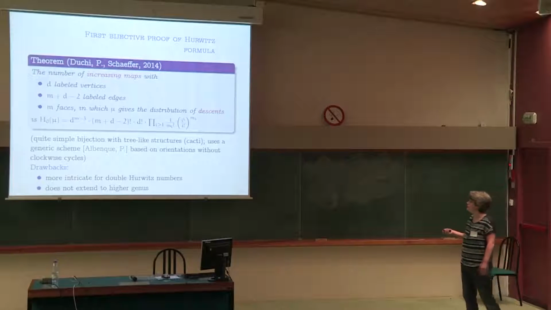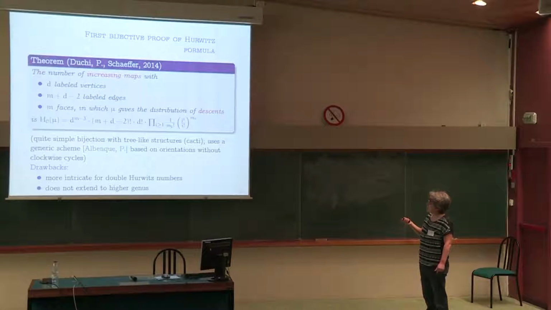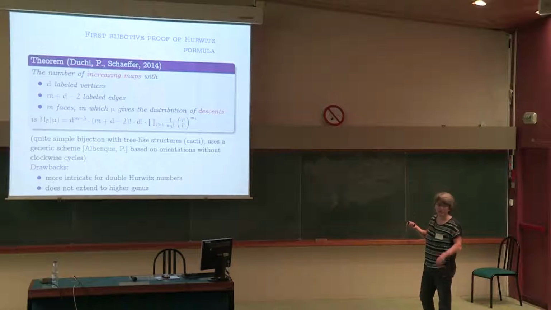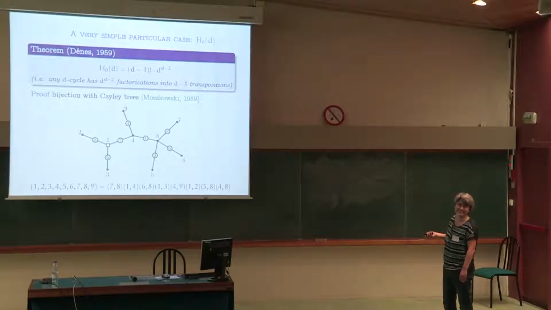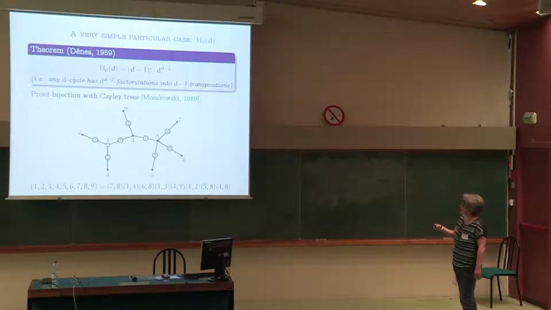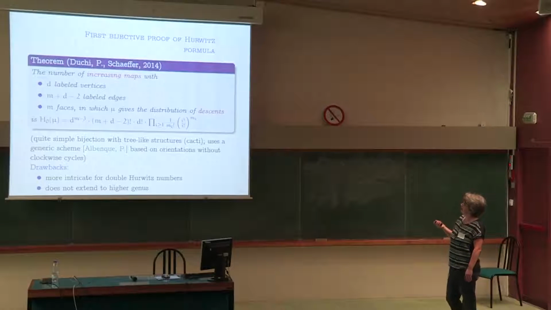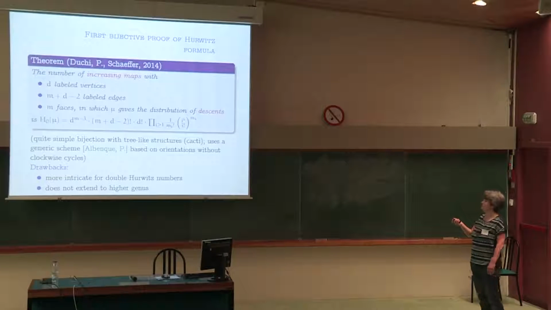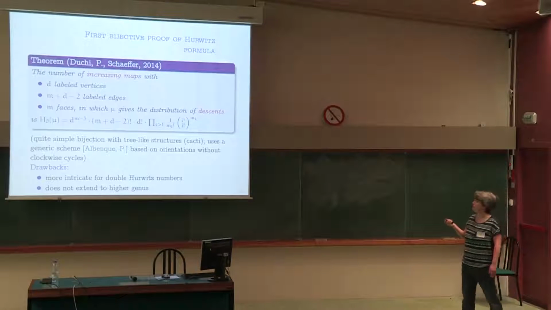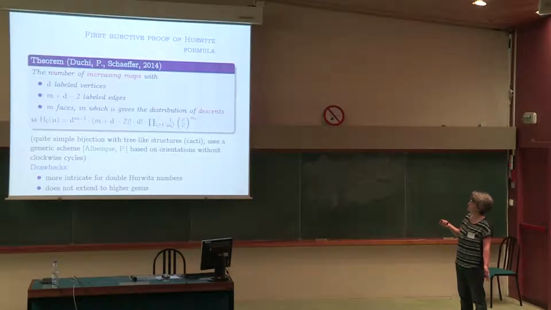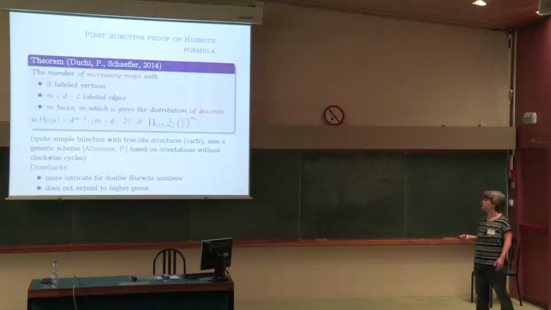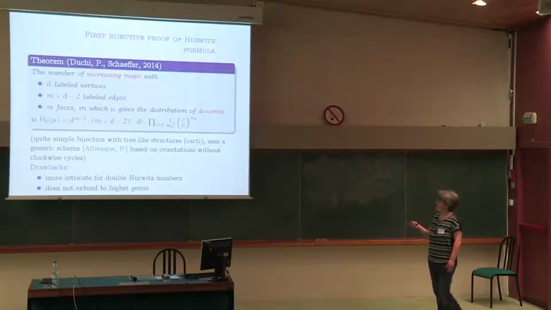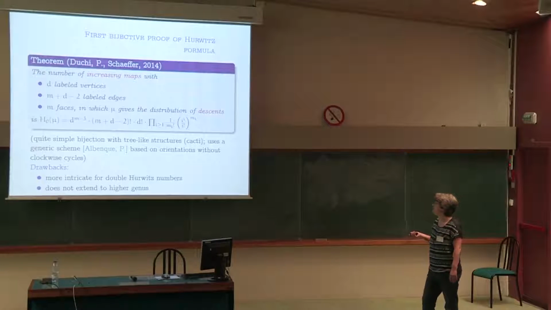Planar maps, they are in genus 0, with labels on the edges that have the increasing condition that I had on my planar embedding of the Cayley tree. So the simple Hurwitz problem can be expressed as the enumeration of these increasing maps with some particular size condition. And we have been able to count these maps, and so we obtained the first bijective proof of Hurwitz's formula.